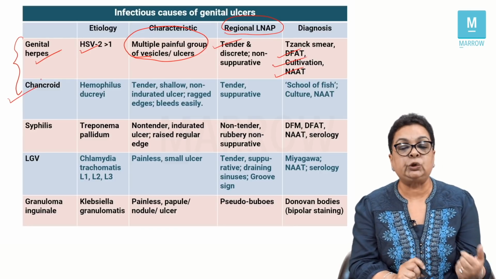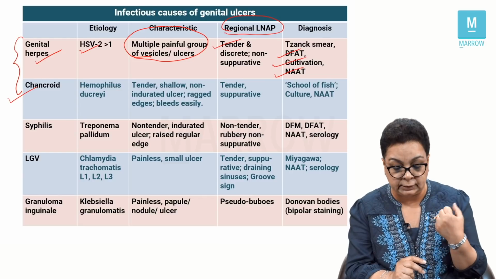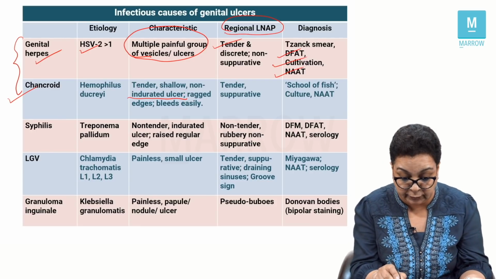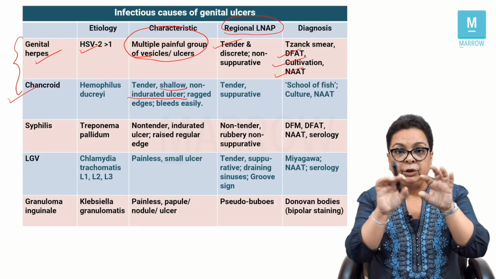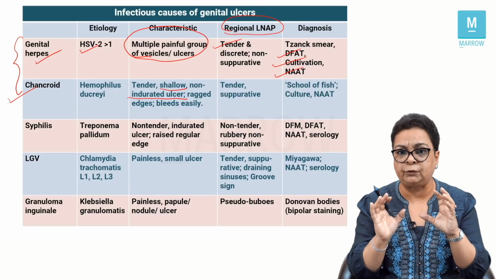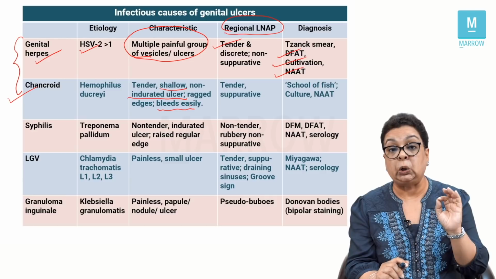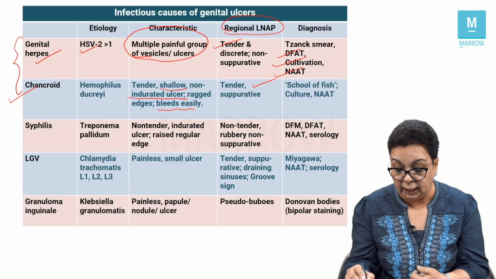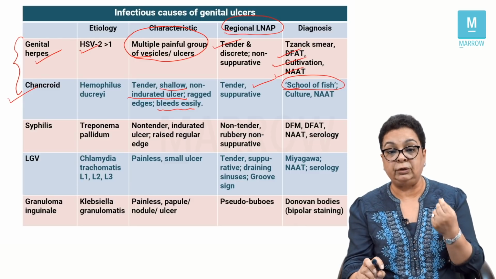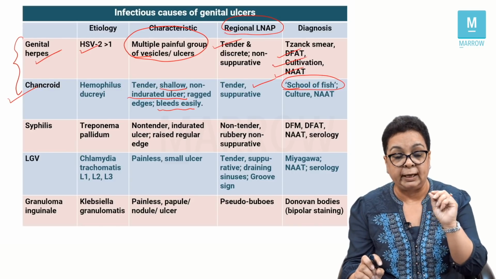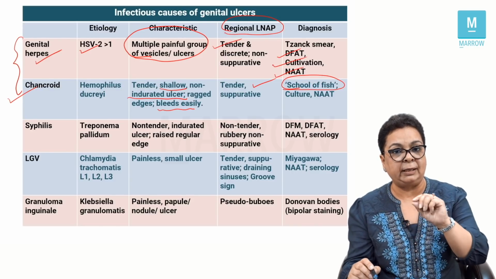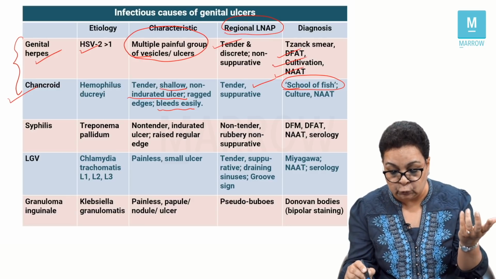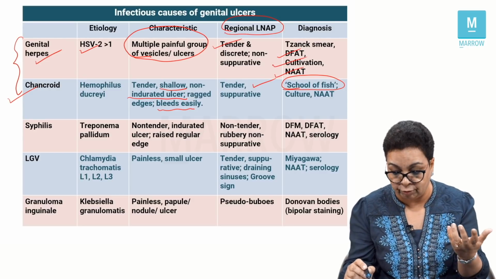Next is chancroid, which is caused by a gram-negative coccobacillus Haemophilus ducreyi. Here the genital ulcer is a non-indurated, shallow, tender ulcer with ragged edges. That's why it is called a soft sore, and it bleeds very easily on touch. It is associated with tender suppurative lymphadenopathy, and on microscopic examination of the exudate, we are going to see these bacteria arranged in parallel chains, typically described as school of fish appearance or railroad track appearance.